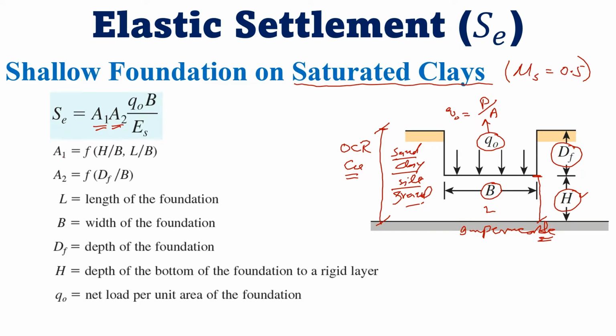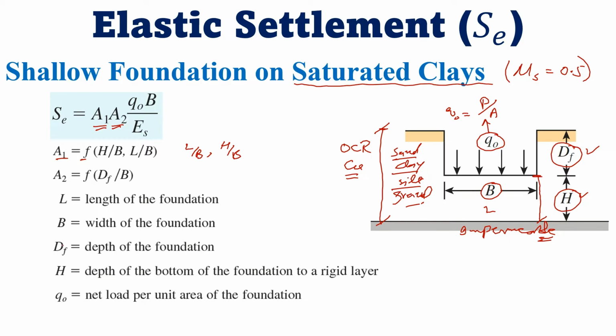A1 basically depends upon H by B and L by B. You will have B and L for the foundation. You have to find L by B and H by B from the given data. H will be given, and B and L will be given. So you will find A1 from the graph. A1 is the function of H by B and L by B. In the same way, A2 is the function of Df by B. We are given Df and B, so we will find the value of A2 using Df by B from the graph.